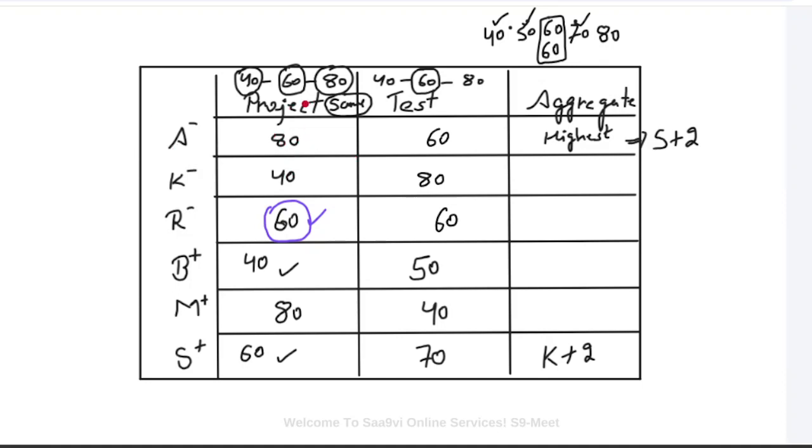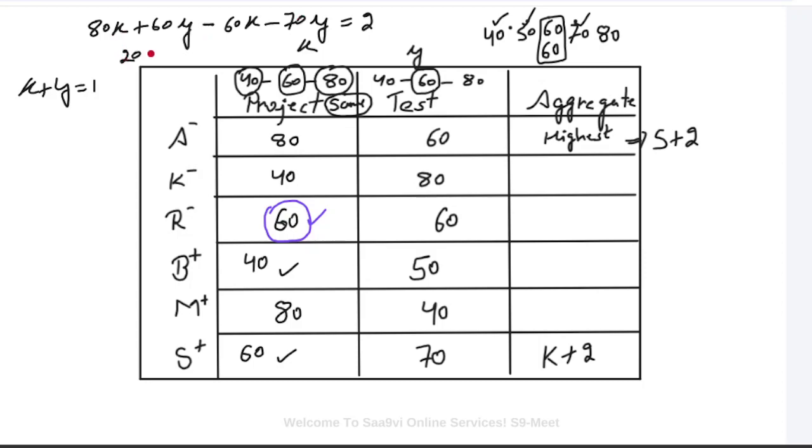Let's say the weightage for project is X and the weightage for test is Y. We know the weightages add up to 1, X plus Y equal to 1. Now the difference they have given us: 80 into X for A, 80X plus 60Y, that will be the total aggregate. This minus S, which is 60X plus 70Y, that difference should be equal to 2. So this means 80X minus 60X, 20X minus 10Y, is equal to 2. If we cancel out by 2, we get 10X minus 5Y equal to 1.